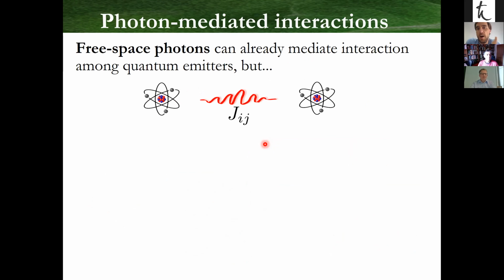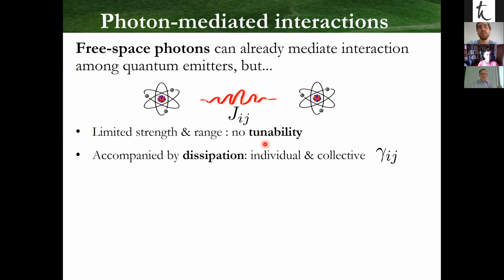One has to say that already in free space, you can mediate interaction between quantum emitters. An emitter can be excited, emit a photon, and be absorbed by the other atom, and this will lead to some coherent unitary evolution between them. The problem is that in free space, you have limited tunability. The range and the strength are limited, for example, because the photons have to propagate in the whole three-dimensional space, so these interactions decay very fast with the distance.